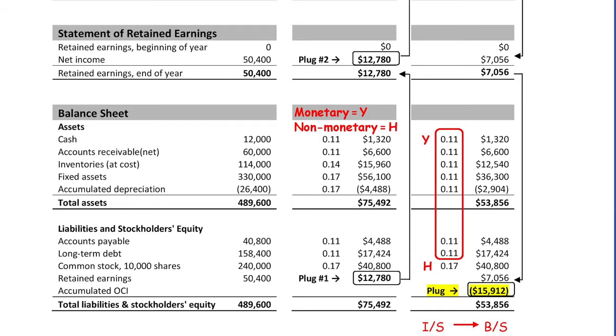Now inventory, even though that's a non-monetary asset, it's given that inventory was purchased during the year. So we've used the weighted average rate of 14 cents to remeasure inventory. Now the remeasurement of the balance sheet items has led to highlight plug number 1, $12,780 of retained earnings. Now that flows upwards to the statement of retained earnings, which gives us highlight plug 2, net income, that's again 12,780.